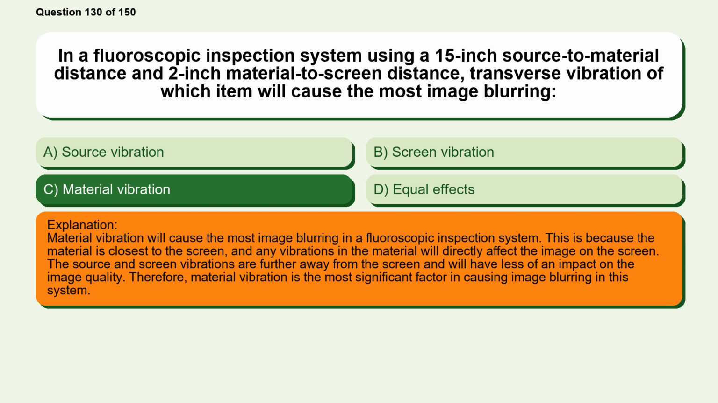Material vibration will cause the most image blurring in a fluoroscopic inspection system. This is because the material is closest to the screen, and any vibrations in the material will directly affect the image on the screen. The source and screen vibrations are further away from the screen and will have less of an impact on the image quality. Therefore, material vibration is the most significant factor in causing image blurring in this system.